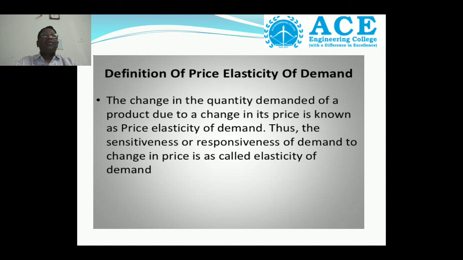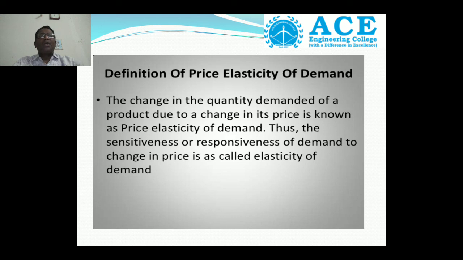The change in the quantity demanded of a product due to a change in its price is known as price elasticity of demand. Thus, the sensitiveness or responsiveness of demand to change in price is called elasticity of demand. So that means how much percentage the price changes, how much the demand changes, the ratio of the proportionate changes between the two variables explains the price elasticity of demand.